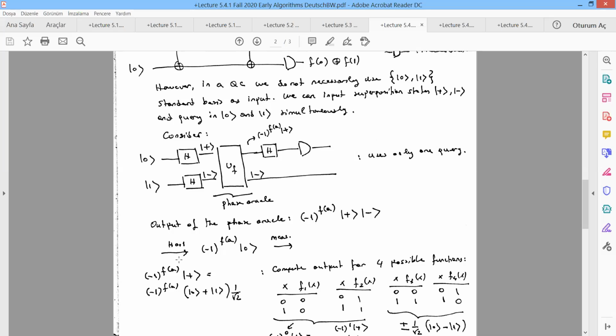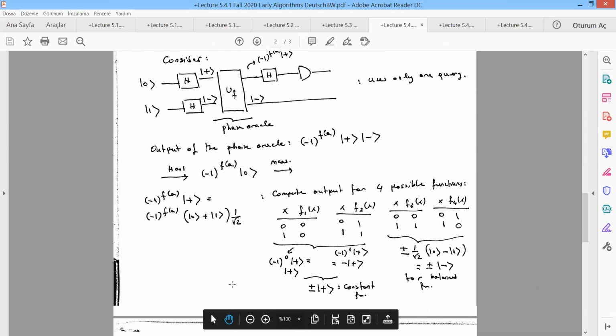But now let's see what happens when we apply a Hadamard on the first qubit. The Hadamard on the first qubit would convert this plus to a zero state. So at this stage, after this Hadamard, we have -1 to the f of x, ket 0 state. And when we make a measurement on this, on the standard basis, let's see what happens.